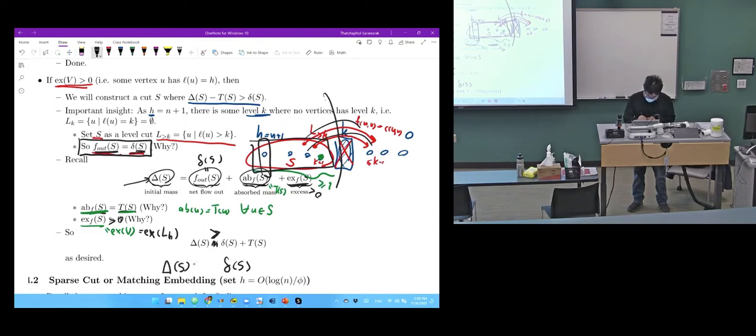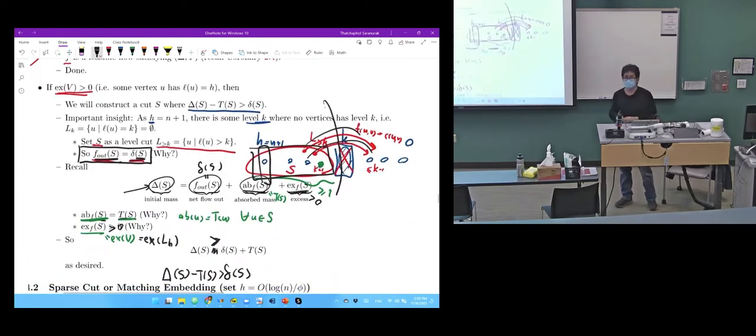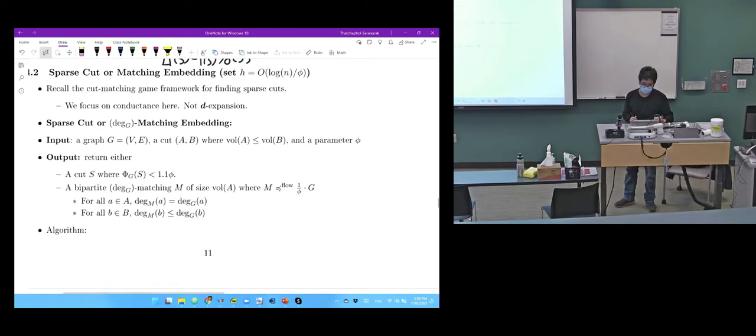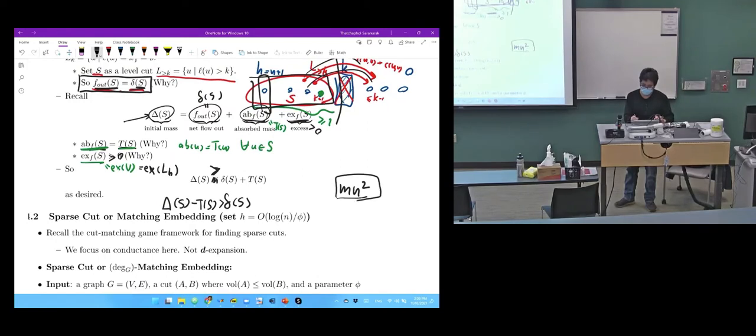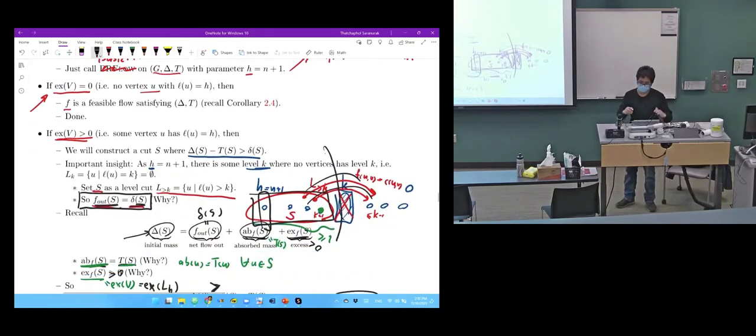The total mass, the total initial mass, even if you can absorb everything, is still bigger than the cut size. So that certifies that there is no feasible flow. Okay, so that's the max flow. So this gives basically an mn squared time max flow algorithm. Actually, an mn time algorithm for solving any sourcing function, and you can use it to solve max flow.